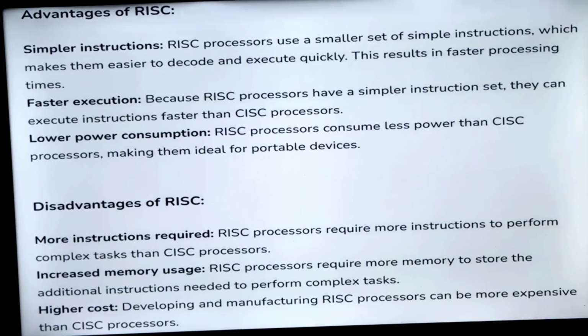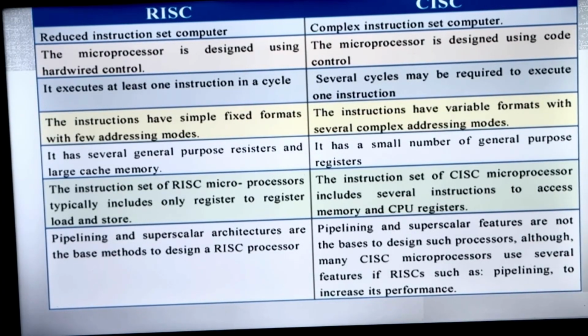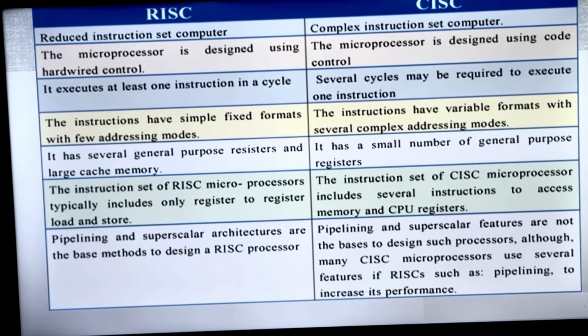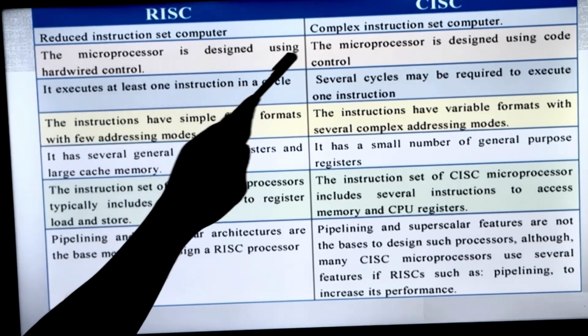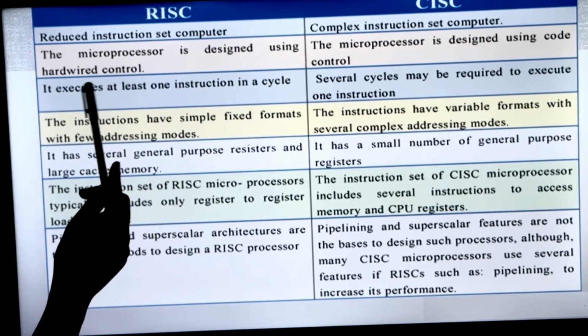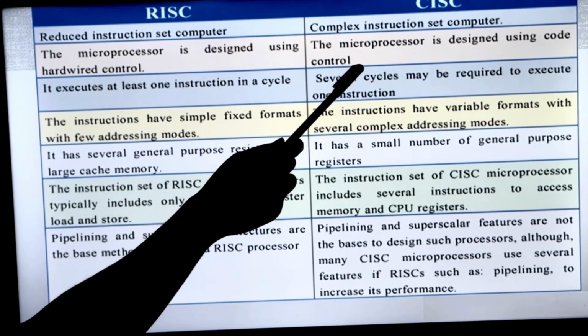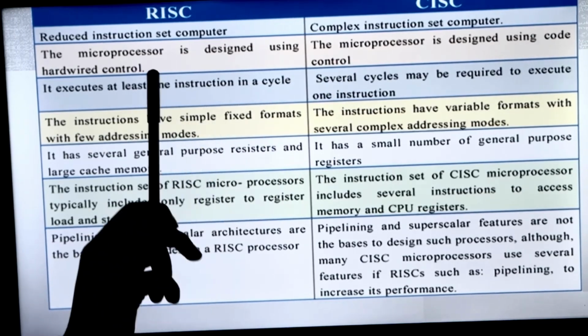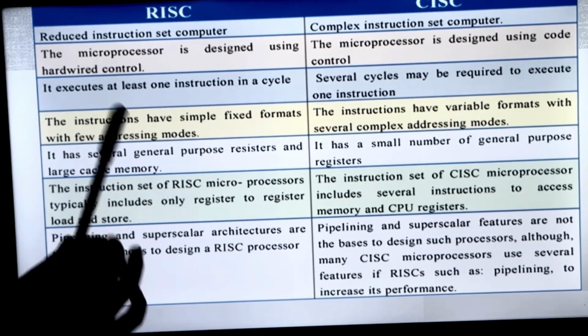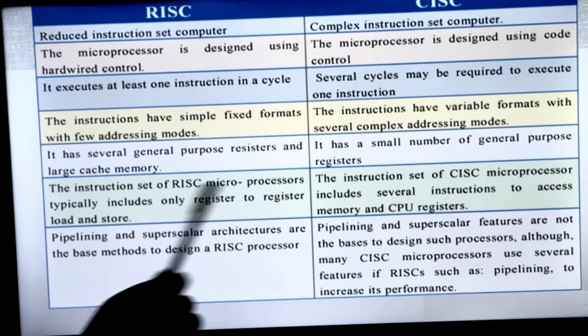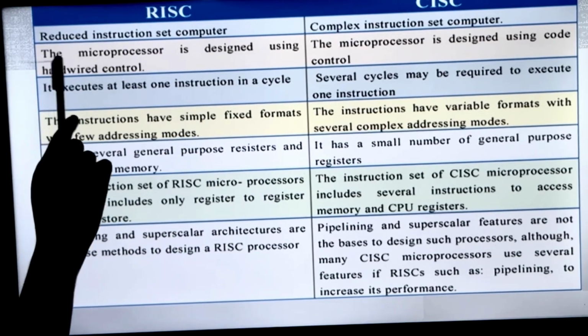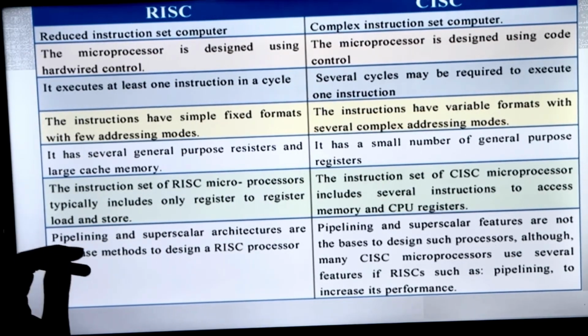Fine. So there are some differences. If you search on the internet, you will find n number of differences. So you can go through it. The first difference they have mentioned is the full form only. Then the microprocessor is designed using hardware control. This one is microprogram control. Again, what is a hardware control unit and what is a microprogram control unit? Skip this point as of now. We'll discuss these things in the upcoming videos.